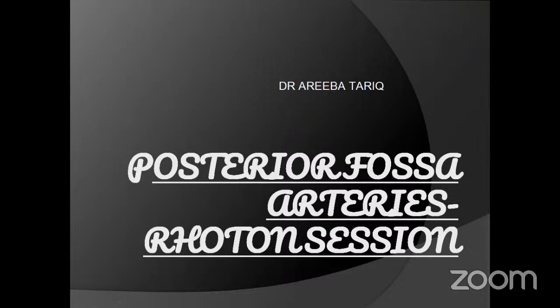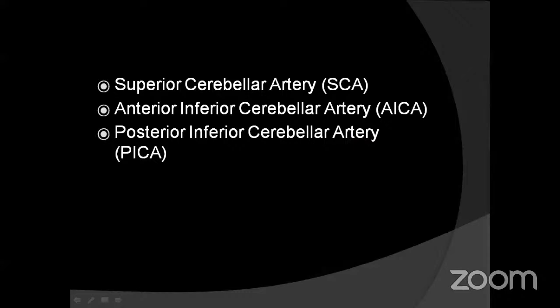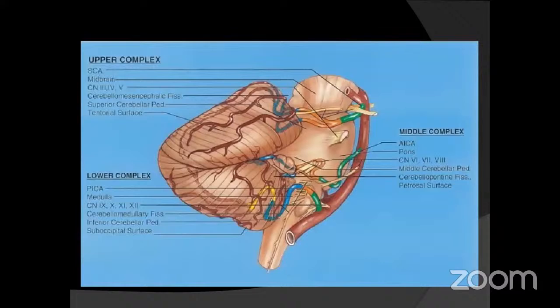So today we will be continuing our section on posterior fossa arteries. Last week we did the superior cerebellar artery and the anterior inferior cerebellar artery, and this week we will be doing the posterior inferior cerebellar artery. This picture is familiar to all of you by now, and we have done this multiple times. So we studied the upper complex in SCA, the middle complex in ICA, and today we will be discussing PICA.